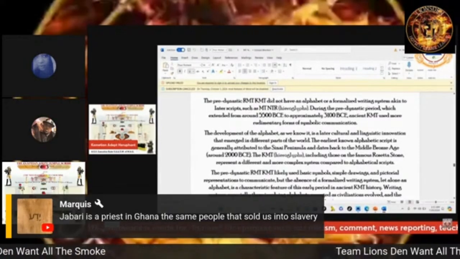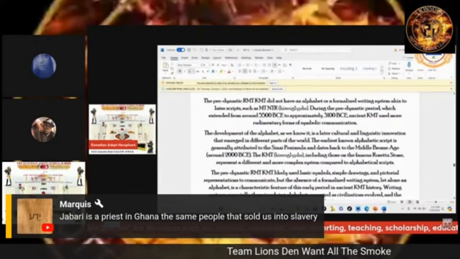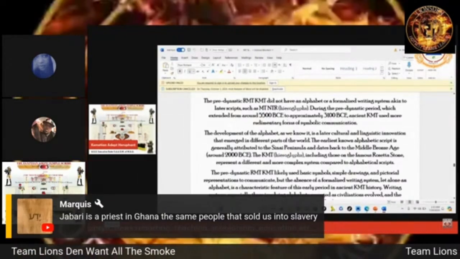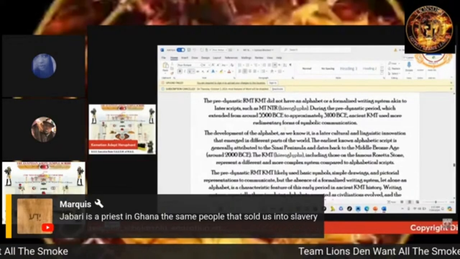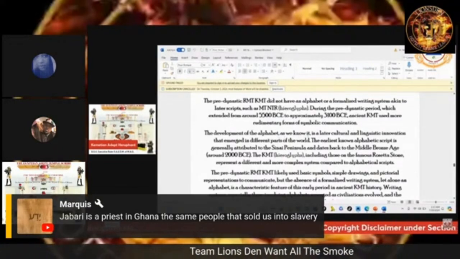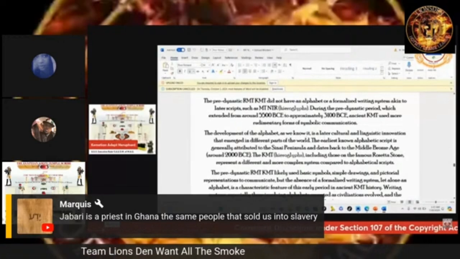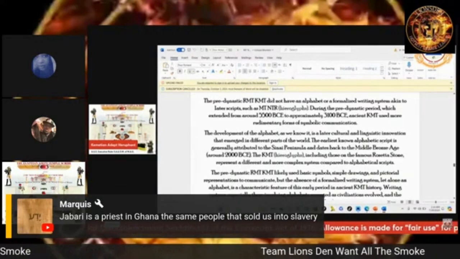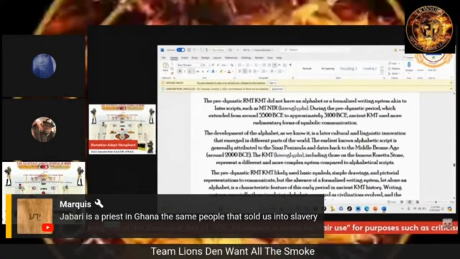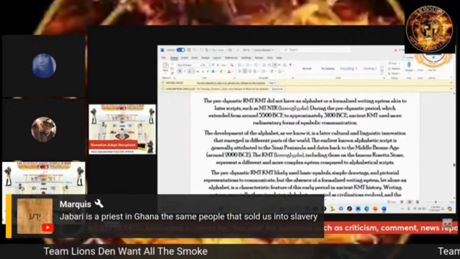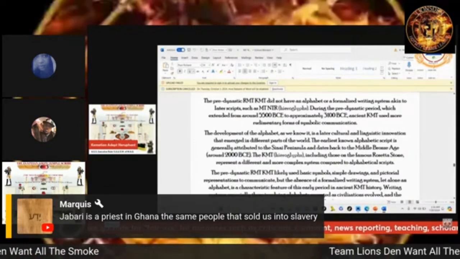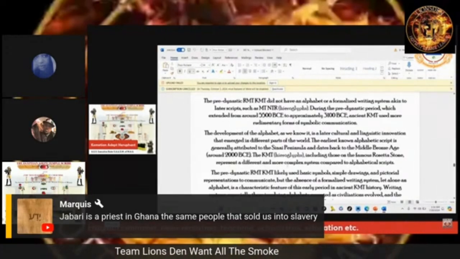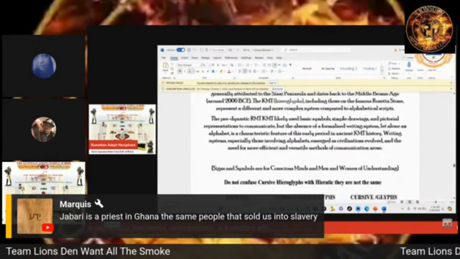During the pre-dynastic period, which extended from 5500 BC to approximately 3100 BCE, the ancient Kemet used more rudimentary forms of symbolic communication. The development of the alphabet as we know it is a later cultural linguistic innovation that emerged in different parts of the world. The earliest known alphabetic script is generally attributed to the Sinai Peninsula and dates back to the Middle Bronze Age, around 2000 BCE. The Kemet hieroglyphs, including those on the famous Rosetta Stone, represent a different and more complex system compared to alphabetical scripts.